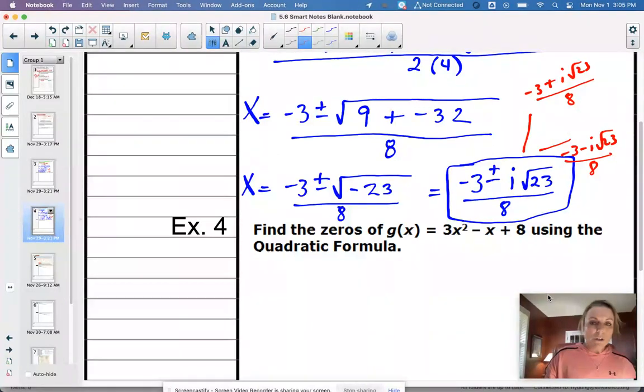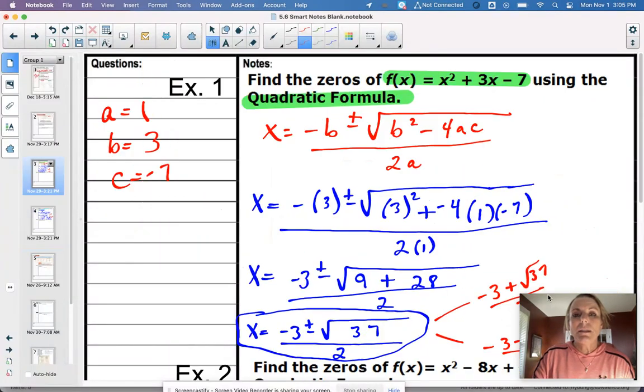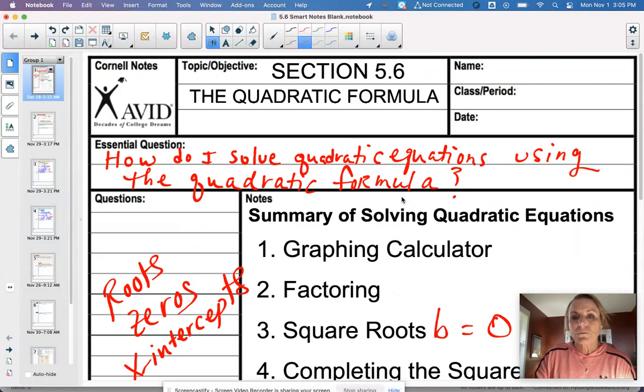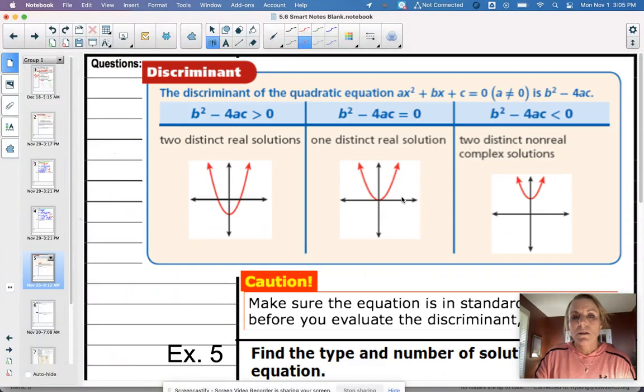Example 4, we're going to save for class. And now I'm going to talk about the term discriminant. Remember, way back at the beginning, we said the discriminant was the part that was underneath the radical. So the discriminant is going to be b squared minus 4ac.